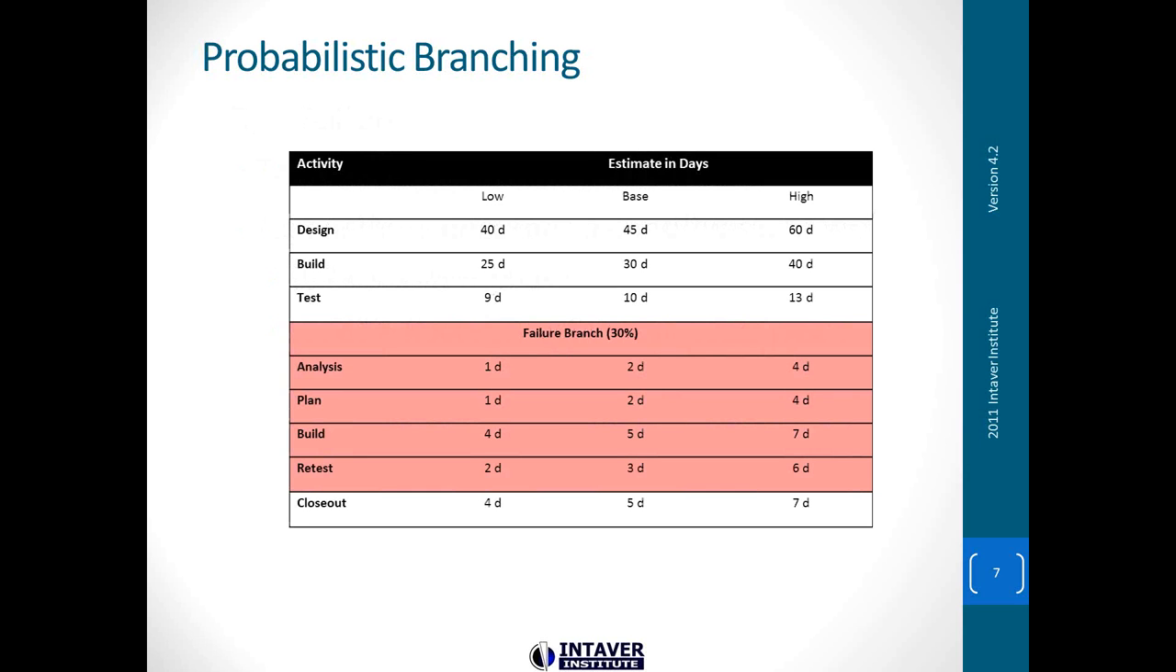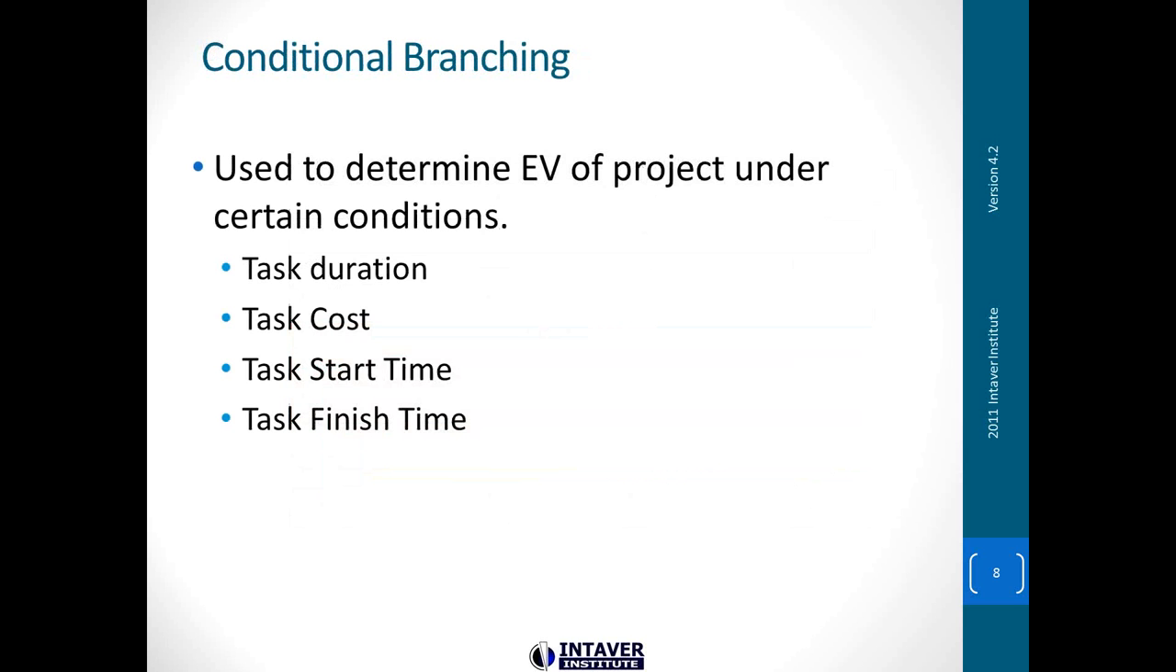So this is just an estimate of how we would set up a probabilistic branching. Just move on to conditional branching now.